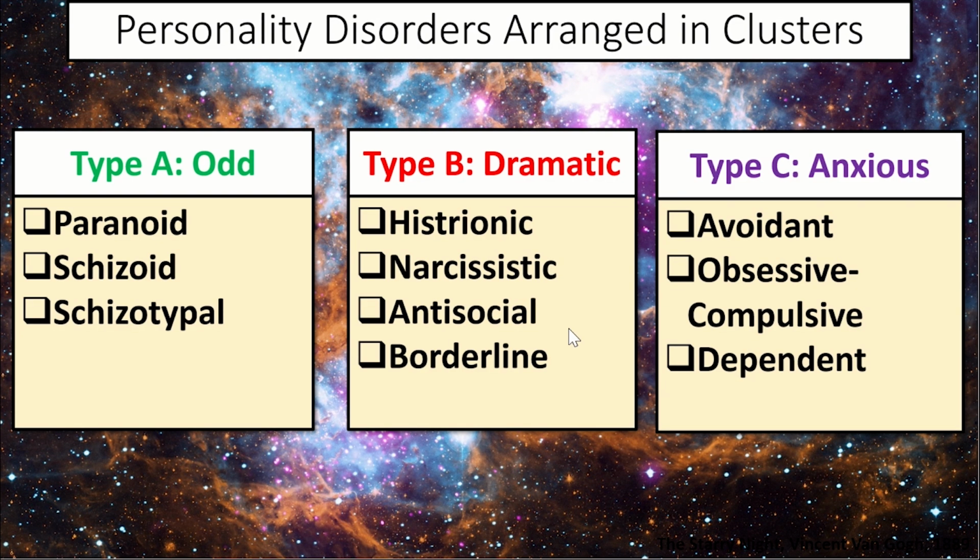So type C are the anxious cluster. And remember, these ones are the ones that when they are acutely anxious, they may have transient changes in their heart rate, and the blood pressure might go a little bit up. So don't be confused there. But otherwise, all the other expectations you have about personality disorders will be there.